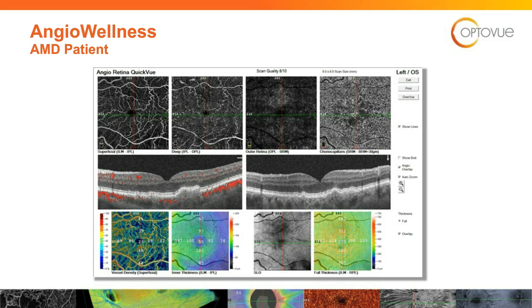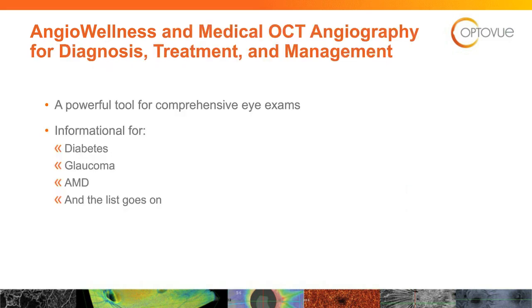We get them on the proper vitamin therapy, get them an Amsler grid, and follow them back in an appropriate time. So angio wellness is great in the practice. We use it again on the wellness side. It's great for medical. Again, diabetes, glaucoma, macular degeneration, and that list goes on.